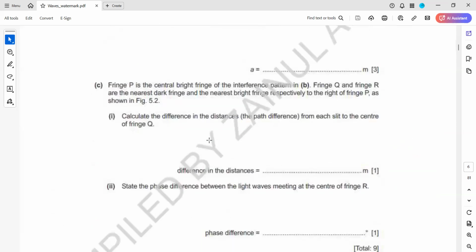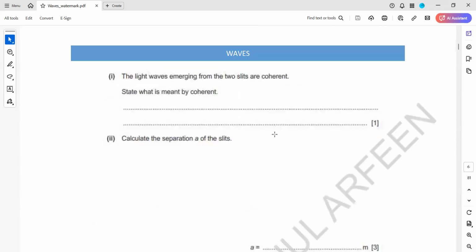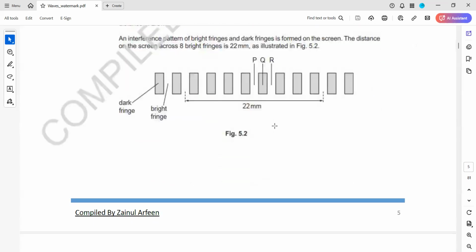The next is the fringe P, the central maxima. Fringe Q and fringe R are the nearest dark fringe and nearest bright fringe. So calculate the difference in the distance, the path difference actually. So look, what is the path difference? This is drawn in this plane.